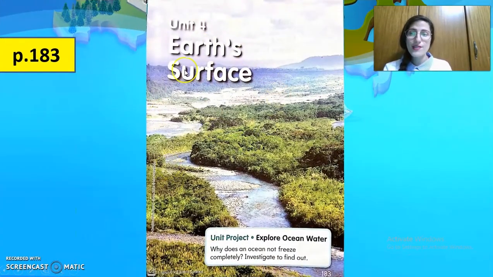So, if we take a minute to observe page 183, unit 4, Earth's surface. We could easily spot the water or the river, the different bodies of water. We could see a river for now, right? And you could see that it is surrounded by land on both sides. So in this unit, we're going to study about Earth's surface and what it is covered with. Are you guys ready?